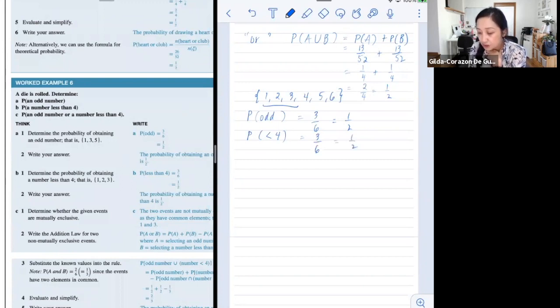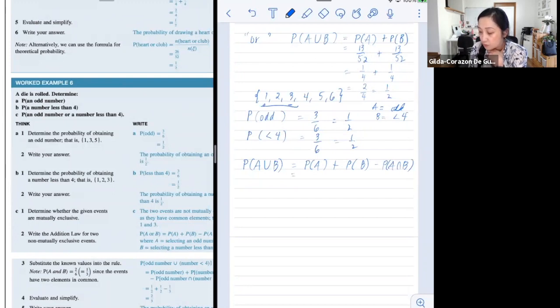So for us to figure out what would be the probability of an odd number or a number less than 4, then again, if it's an or statement, we want to have probability of A union B, and because they would not be mutually exclusive, because some of the odd numbers, just like 1 and 3, right? Those are numbers that would be less than 4. So you could say A is odd and B is less than 4. Okay, so we can just use that. Probability of A plus probability of B minus probability of A intersection B.